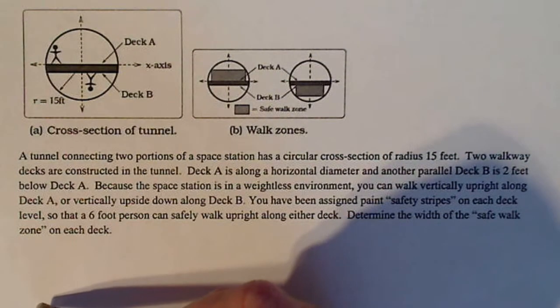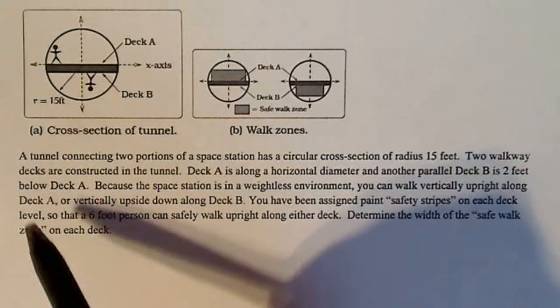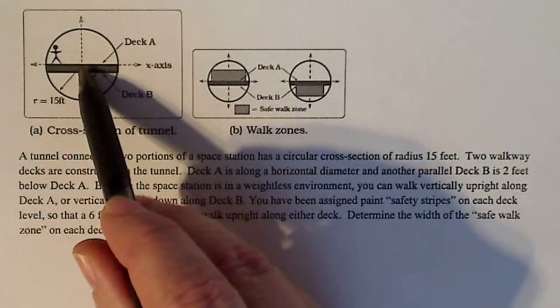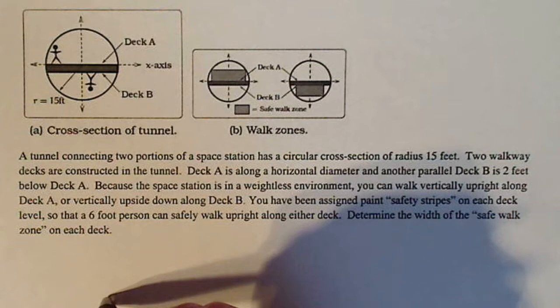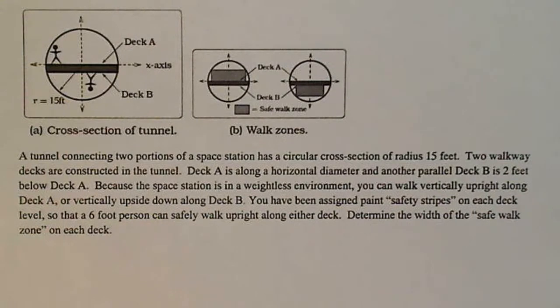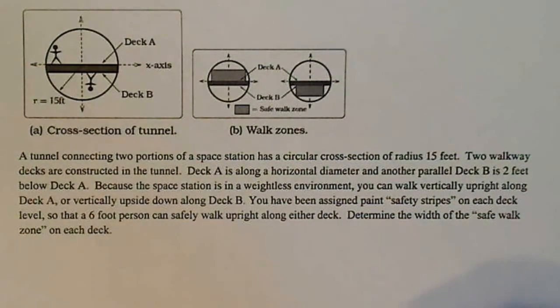Two walkway decks are constructed in the tunnel. Deck A is along the horizontal diameter, and parallel deck B is 2 feet below, so that distance of the black fat line there is 2 feet below deck A. Because the space station is a weightless environment, you can walk vertically upright along deck A or deck B, kind of like you can see these guys here.